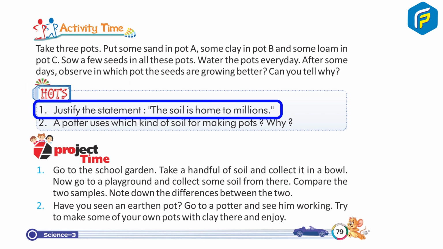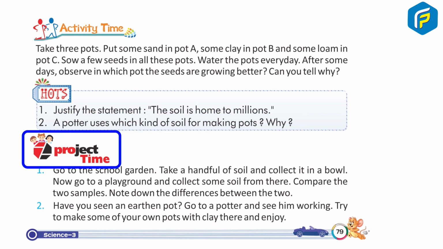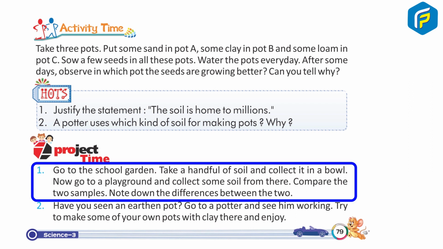Thoughts. 1. Justify the statement: the soil is home to millions. 2. A potter uses which kind of soil for making pots? Why? Project time. 1. Go to the school garden, take a handful of soil and collect it in a bowl. Now go to a playground and collect some soil from there. Compare the 2 samples. Note down the differences between the 2.